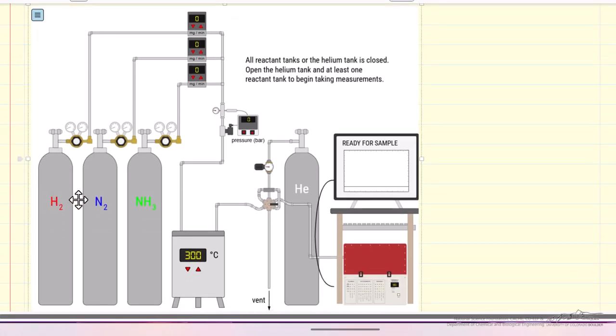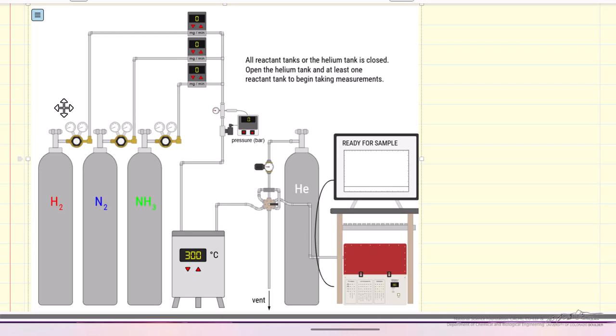We can feed hydrogen, nitrogen, and ammonia, and control their flow rates with these mass flow controllers. We control the pressure with this pressure controller, and control the temperature of the reactor, which has a catalyst, with this heater. Then we open a valve for helium, and by switching this valve, we can take a sample, inject it into a GC, and we'll get a readout here for the composition of the equilibrium mixture.